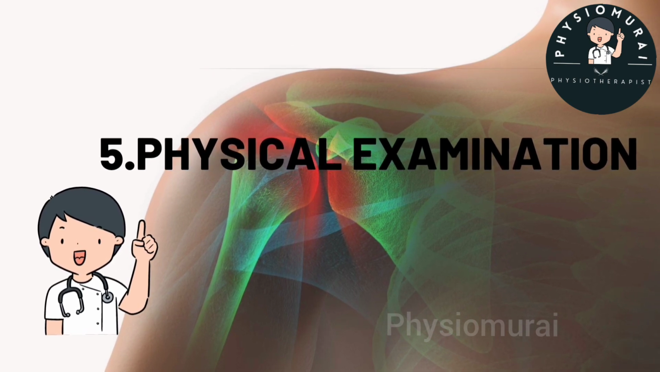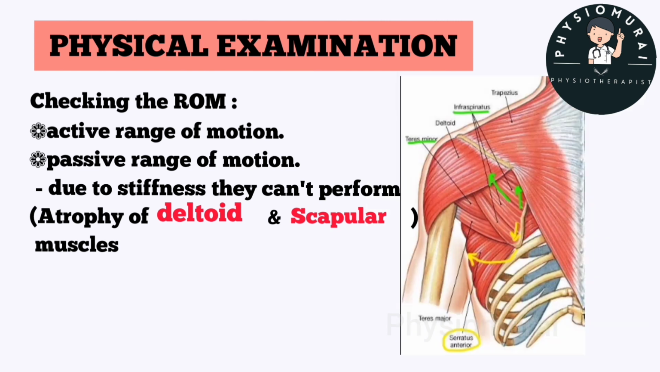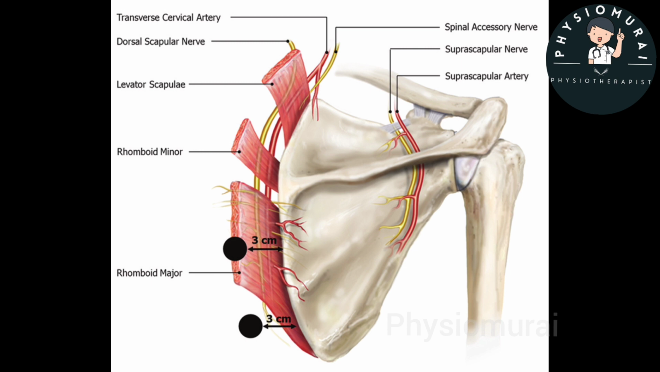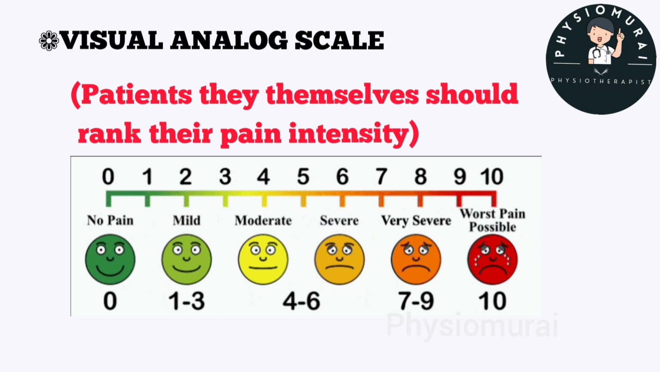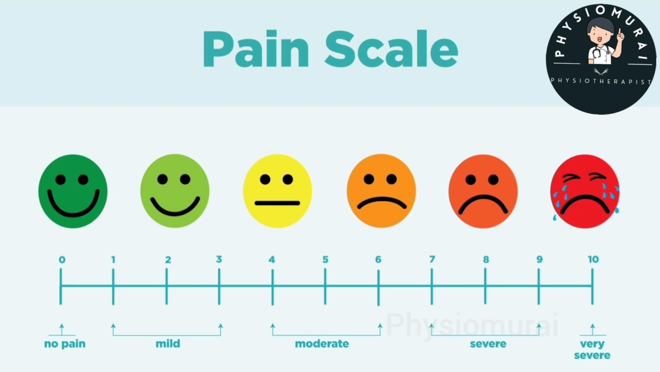Physical examination: In the physical examination, we should check the range of motion, active range of motion and passive range of motion. In passive range of motion, due to stiffness, they can't perform, since atrophy of deltoid and scapular muscles occurs. The next one is the visual analog scale. Patients themselves should rank their pain intensity. For example, if the pain is more, it's about 7 to 10 marks, and if it's less, 1 to 5 marks.